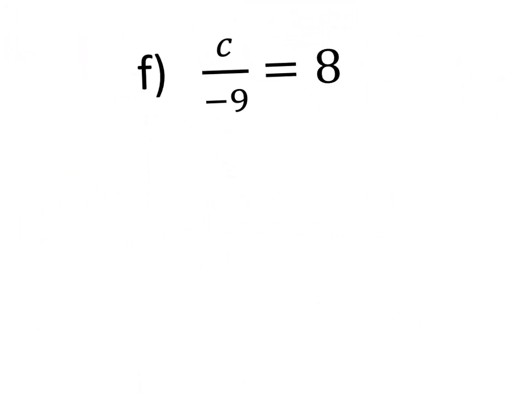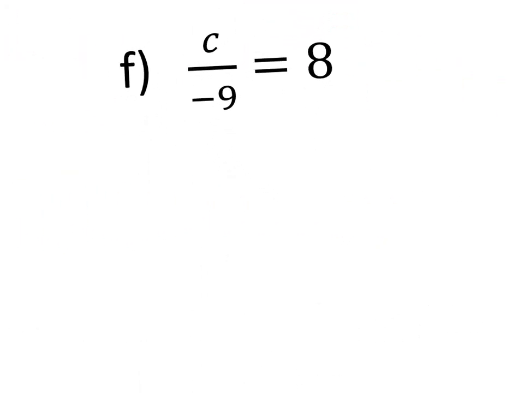Okay, on F. This changes up just a little bit because this fraction bar means division. So we are going to multiply both sides by negative 9. Whatever's on the bottom, we're going to multiply, so those will cancel. I'll have c equals, and again, if you've got to draw the wall, draw the wall. 8 times negative 9 is negative 72.